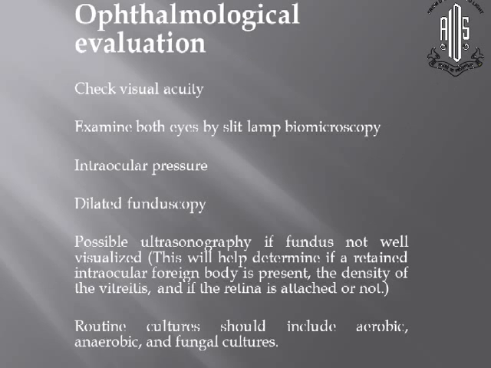So going on to the ophthalmological evaluation, first we check for visual acuity, which is the most primary thing that we do. We have to examine both the eyes by slit lamp biomicroscopy, check the intraocular pressure. A dilated fundoscopy is very important to see the retinal details and the red reflex. And an ultrasonography now has become mandatory if the fundus is not well visualized. So this will help to determine if a retained intraocular foreign body is also present, the density of vitritis, and if the retina is attached or not. Routine cultures include aerobic, anaerobic, and fungal cultures.